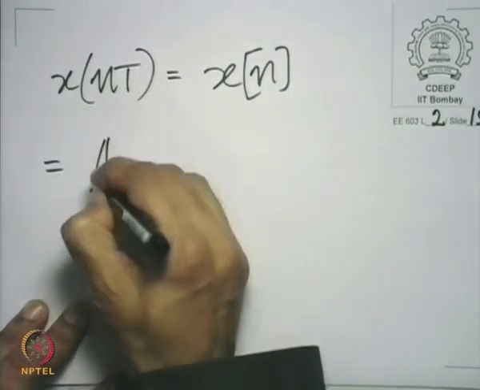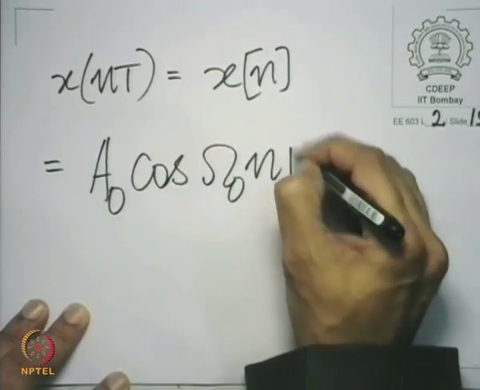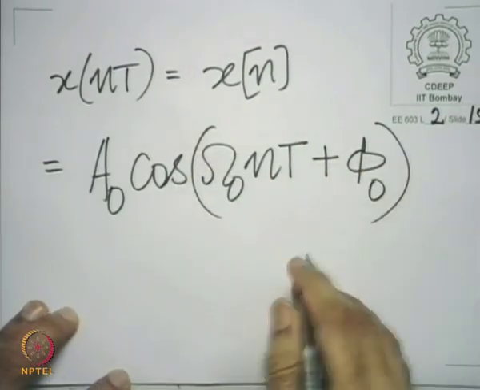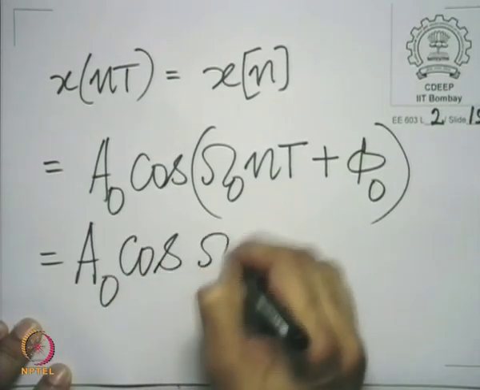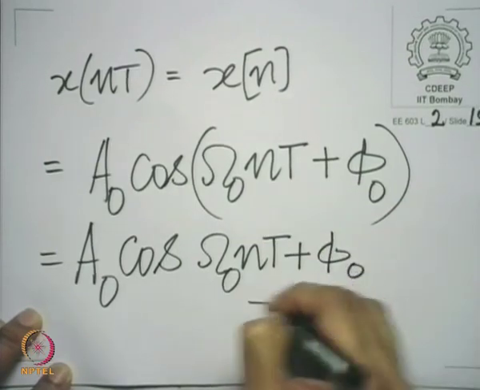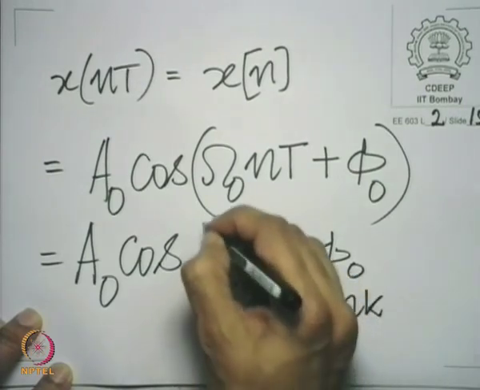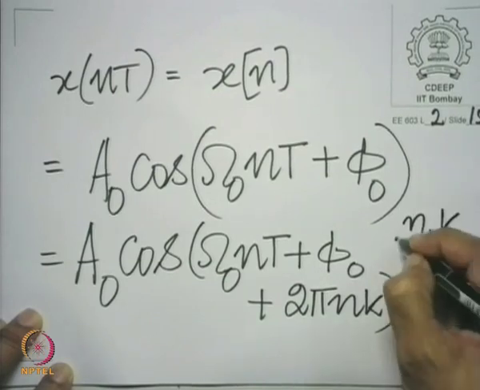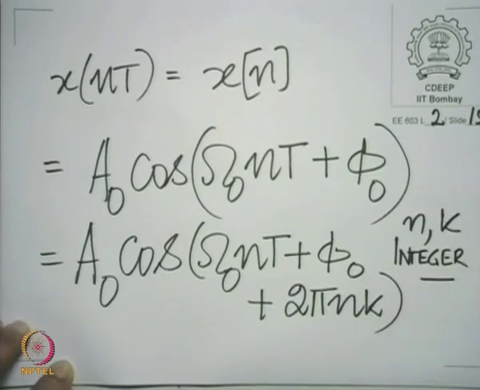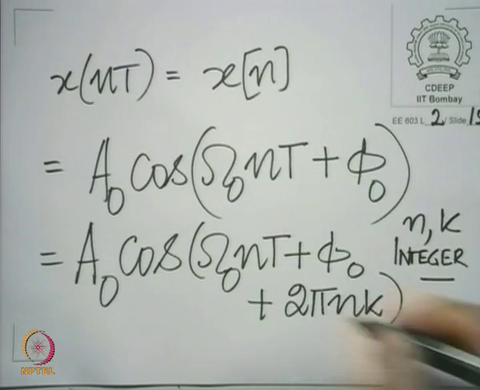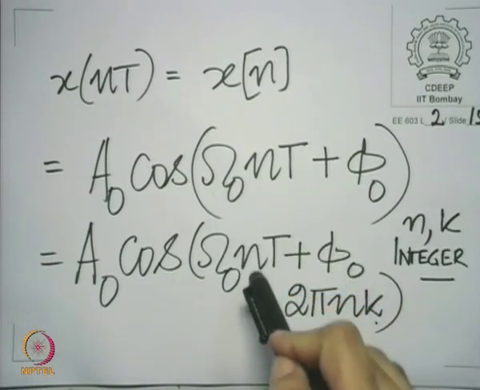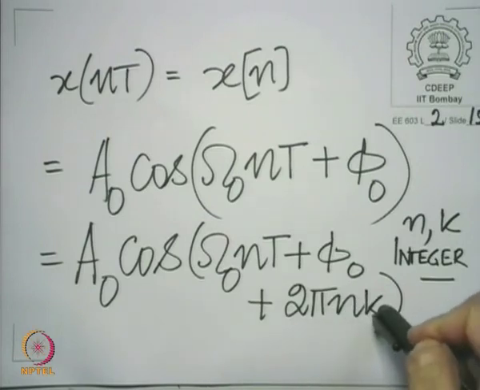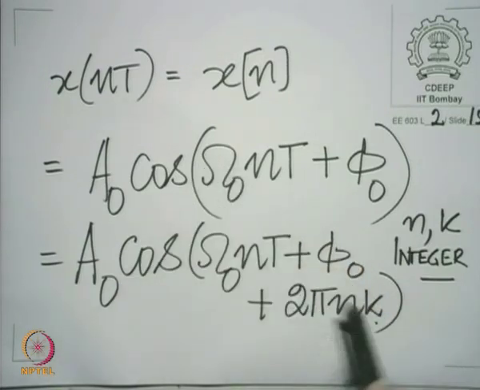which of course now would become A naught cos omega naught n capital T plus phi naught, you could as well have got this from the expression A naught cos omega naught n T plus phi naught plus 2 pi times n k, where n and k are integers. Any integer k here would give you the same value. That is not at all difficult to see. The same time instant, or time instant index, if you would like to call it that, small n, and different integers k, all of them are going to give you exactly the same value for every point small n.